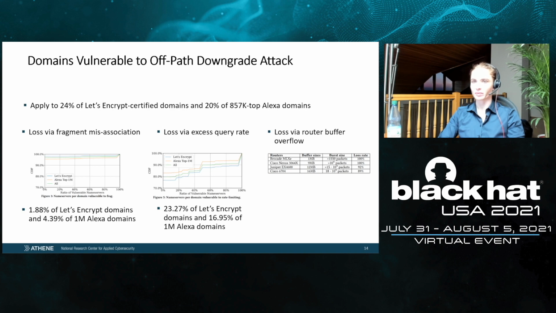Now, to find servers that apply rate limiting, we perform experiments sending 4,000 queries distributed over a period of 1 second. This is roughly equivalent to 2.5 megabit per second. We find that the rate limit is typically reached within a second and is enforced in the subsequent 50 seconds. So even with this modest rate of 4K packets per second, more than 24% of the name servers in top-level domains, 23% of the name servers in Let's Encrypt certified domains, and 16% of the name servers in Alexa are vulnerable to the name server elimination attack.